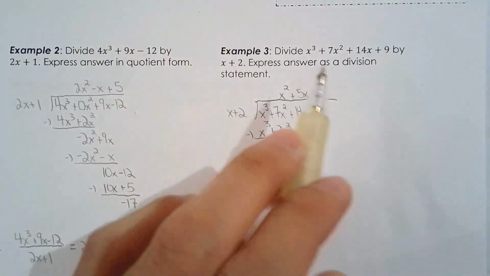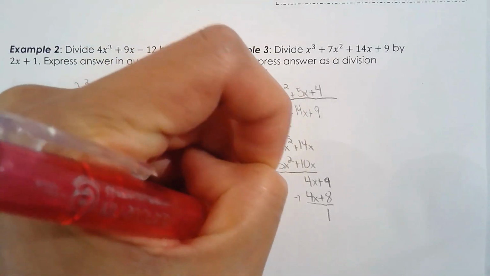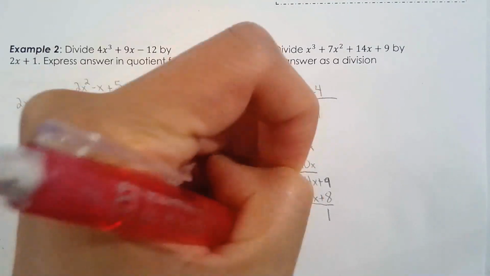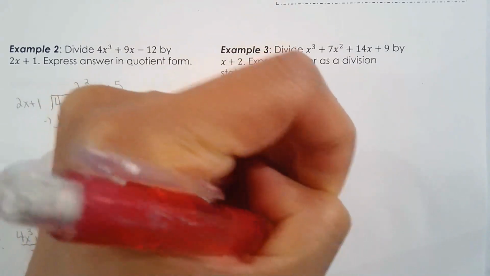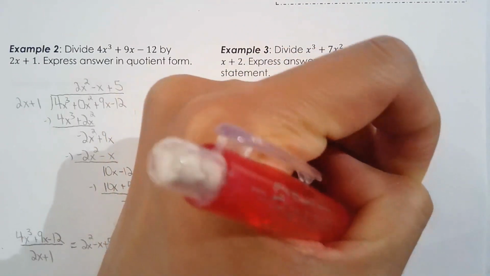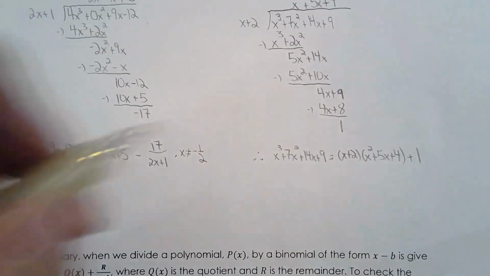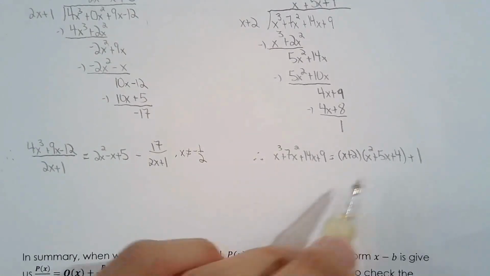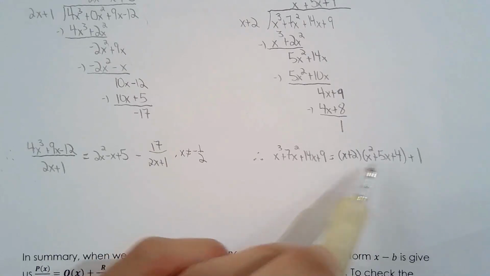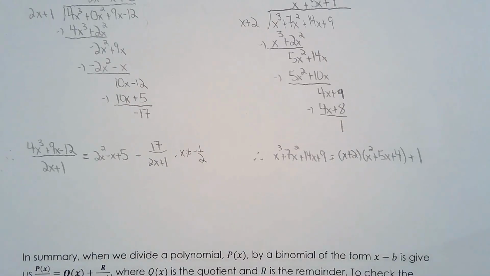Now they want us to express the answer as a division statement, no problem. So x cubed plus 7x squared plus 14x plus 9 must be equal to x plus 2 times x squared plus 5x plus 4, plus 1. So just like how you were checking your answer with real numbers, you can actually check your answer with polynomials. You can just expand the right hand side, multiply the binomial, trinomial, and then add 1. Okay? All right.